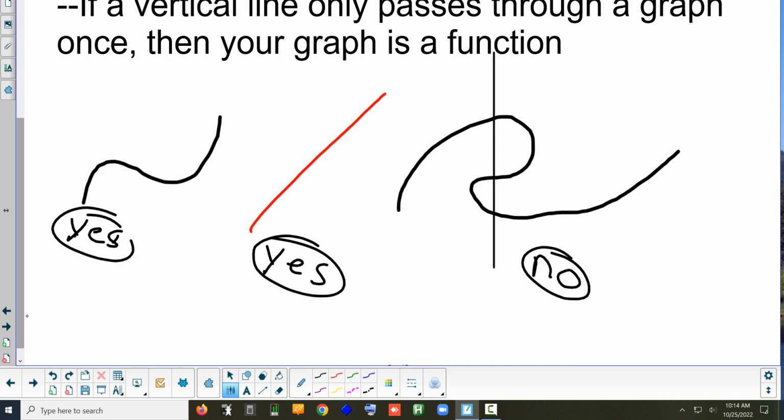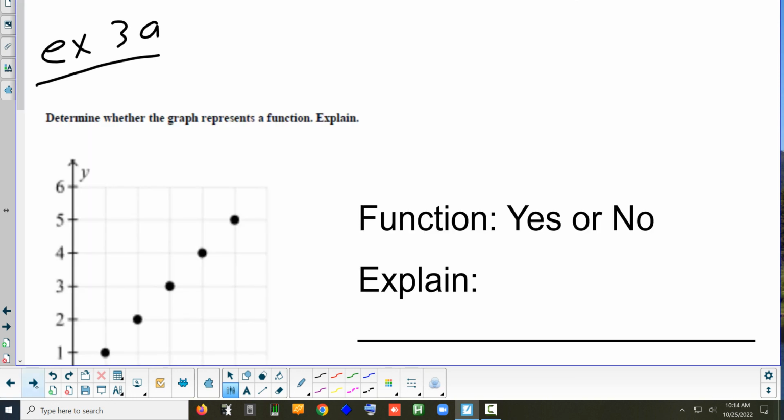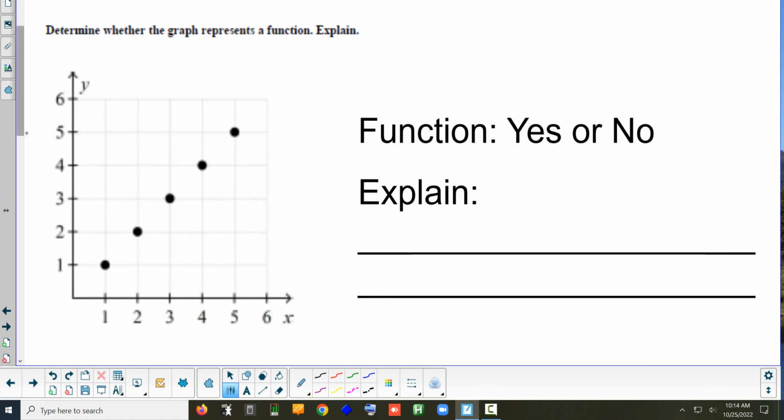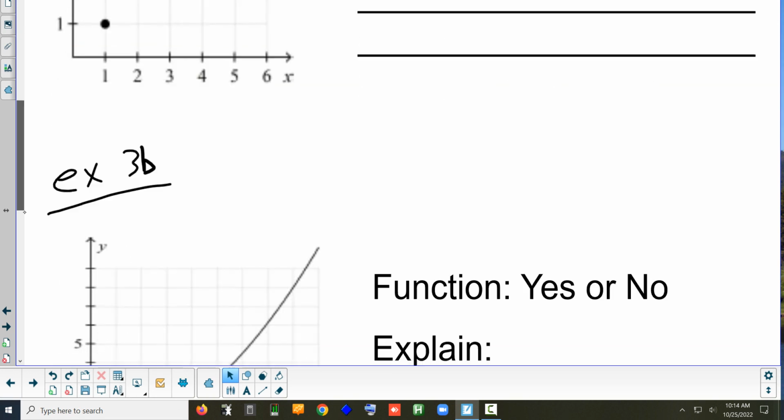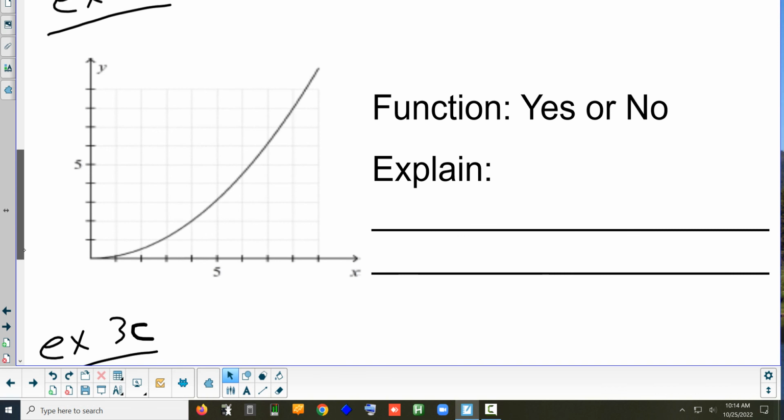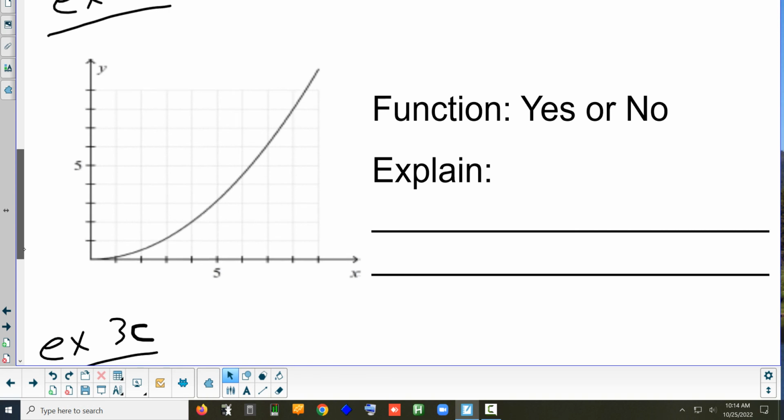All right, so we've got 2, I think, examples at the bottom of this page to look at, 3A and 3B. So let's look at it. Determine if the graph represents a function. So let's not list out coordinates here. I know we could here, but we're not going to be able to here because they're not dots. They're connected.